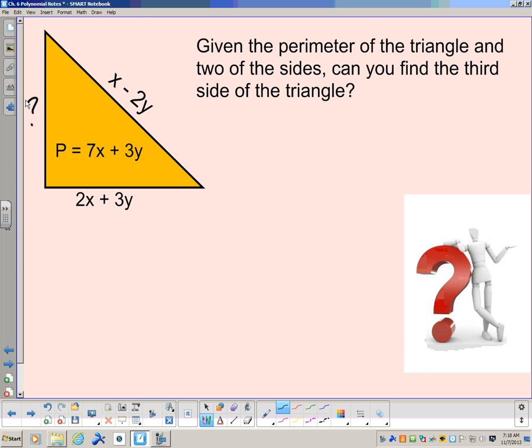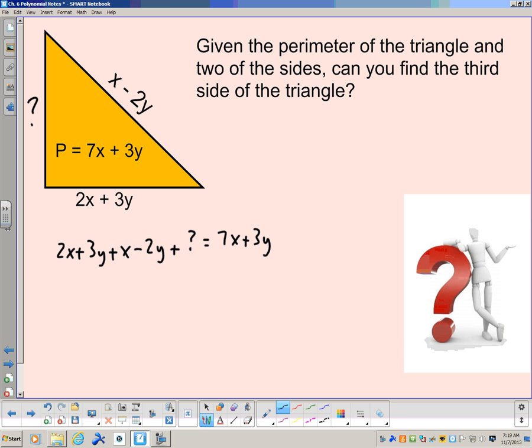So to find perimeter, remember, you have to add up all the sides here. So I'm going to set this up. I'm going to say 2x plus 3y plus x minus 2y plus question mark, which we don't know, is equal to our perimeter, which is 7x plus 3y. So I'm going to go ahead and solve for that question mark. I'm going to add all my like terms on the left-hand side, and then I'm going to start subtracting those from the left-hand side and bring them over to the right.